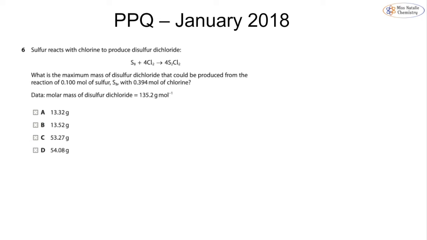Then I want to look at a similar sort of question where it is the sulfur reacting with chlorine to produce sulfur dichloride, and we want to know the maximum mass of sulfur dichloride that can be produced from the reaction of 0.1 moles of sulfur with 0.39 moles of chlorine. So what this is actually asking me to do, firstly, is an excess calculation, followed by a reacting masses calculation. So I have to figure out, firstly, which one is my limiting reagent, because the limiting reagent is going to determine how much product I make.